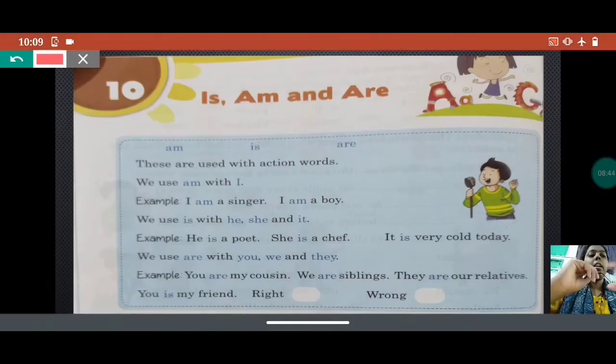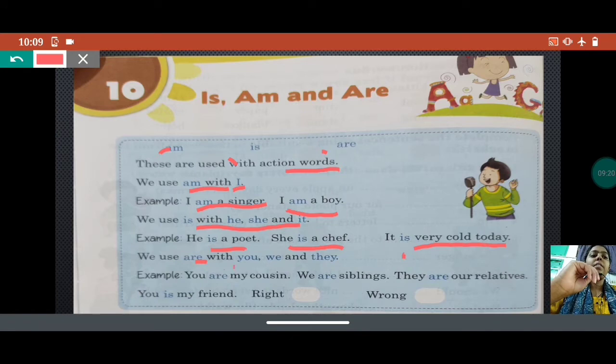Now students, in your book on page number 38, is, am and are is given as a chapter. Let us read it. Am, is, are. These are used with action words. We use am with I. See, I have already told you. Example is I am a singer. I am a boy. We use is with he, she, it. For example, he is a poet, she is a chef. It is very cold today.